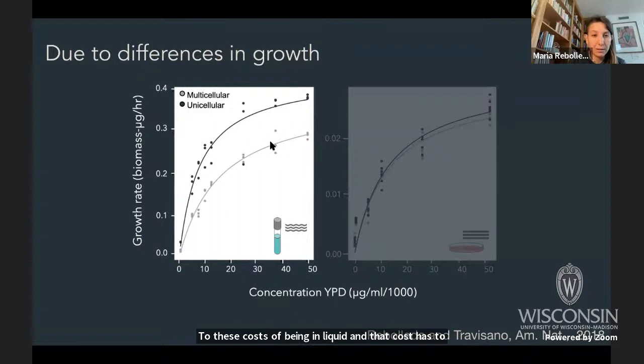differences in growth. So here I have in gray, multicellular growth rates at different concentrations of the media. And then in black, the growth of the unicellular ancestor. And as you can see, at all concentrations, the unicellular ancestor grows better. And this is because in these multicellular clusters at the center, the cells are not getting resources and are not reproducing. And so growth rate and cell division is going to be much faster for the unicellular.